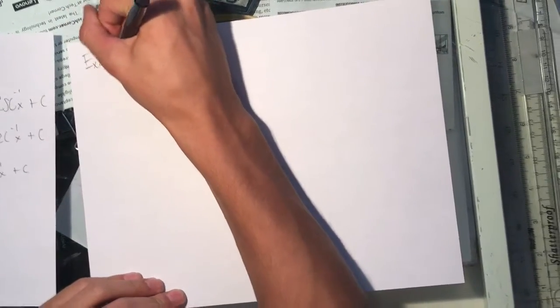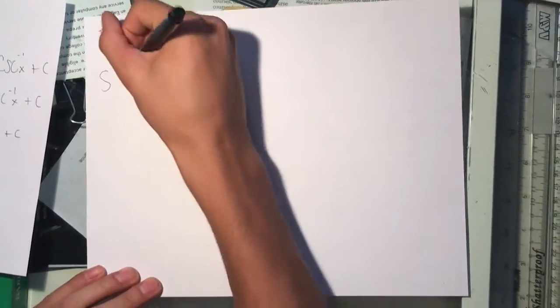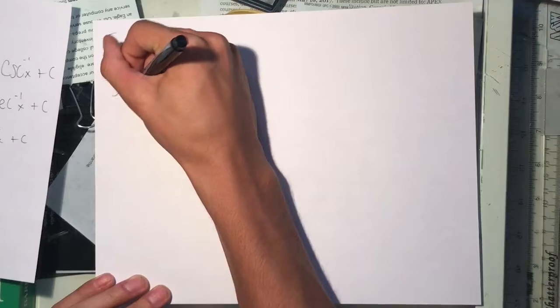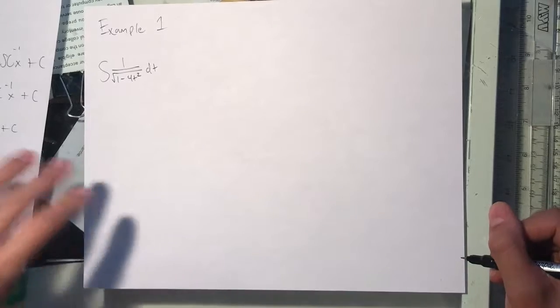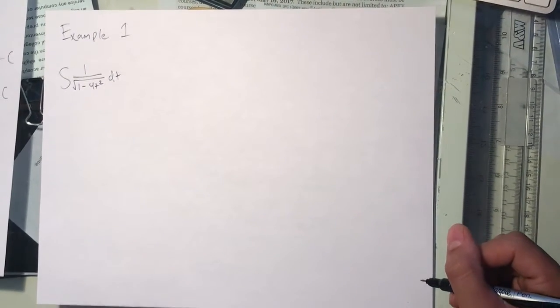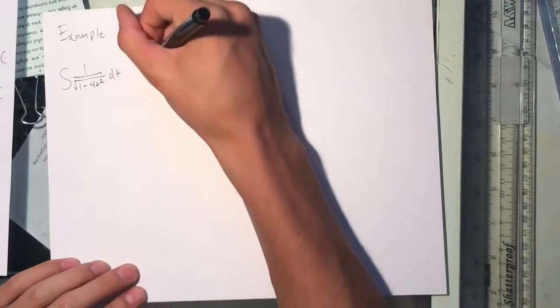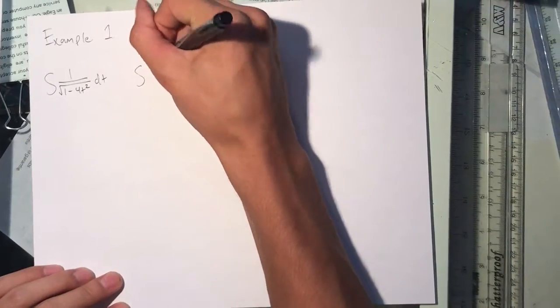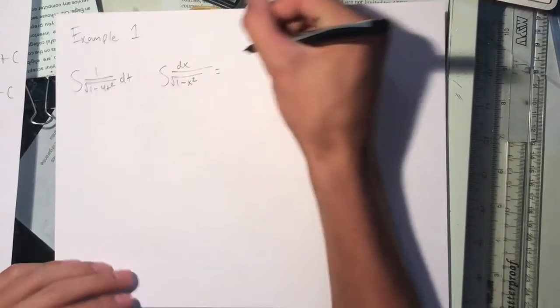So, for example 1, we're going to have an integral. It's going to be the integral of 1 over the square root of 1 minus 4t squared dt. Whenever you look at an integral, you should think of a few things. First, try to picture the inverse trigonometric function equation that looks most similar to the integral. In this case, it happens to be the integral of dx over the square root of 1 minus x squared, which, if you remember, equals the inverse sine.